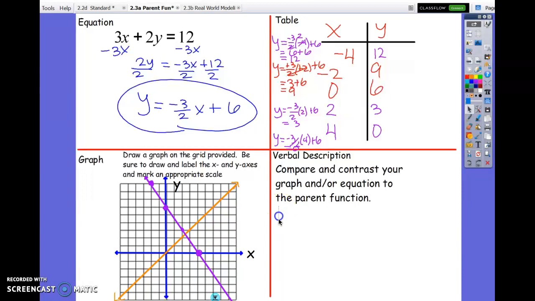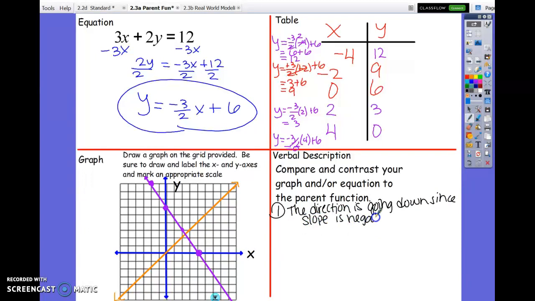So again, for each transformation we're looking at, we are asking ourselves, what direction is it going in? Notice how our orange line, that parent function, is increasing as it goes to the right. Our equation, our purple line, is decreasing. So that tells us that the direction changed. So the direction is going down since the slope is negative. So that is our first transformation.